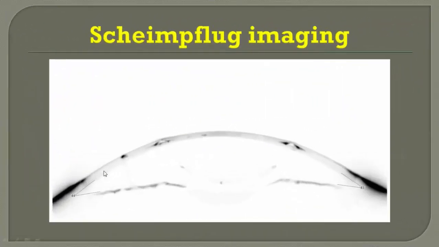This is Scheimpflug imaging of the anterior segment, and here we can see the cornea, and even there is a blunted intracorneal ring segment. We can see here is the iris and here is the angle of the anterior chamber.